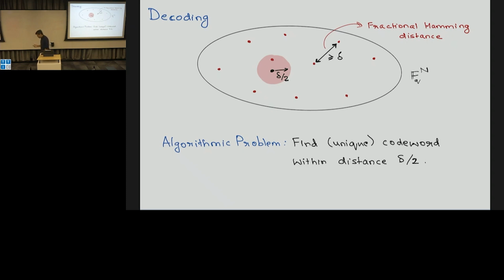Of course, just saying that I can do it in principle doesn't really solve the problem, and there is a very non-trivial algorithmic task, which is finding this point. If I give you something in a ball around one of these centers, finding that center is very non-trivial. And that is the problem of decoding.